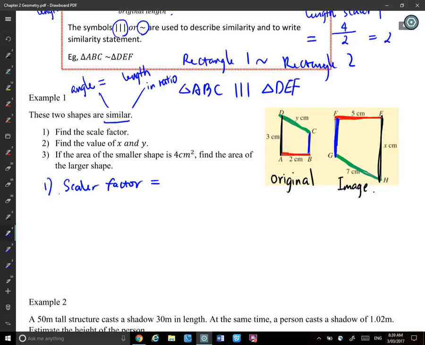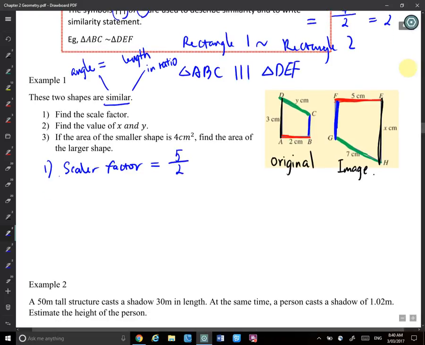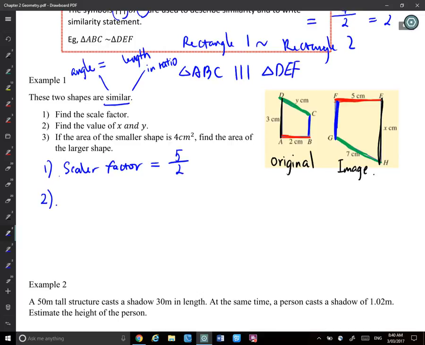Which one did we say we will use? We'll use the red pair. So it's 5/2. Okay, part 2. Find the value of x and y.